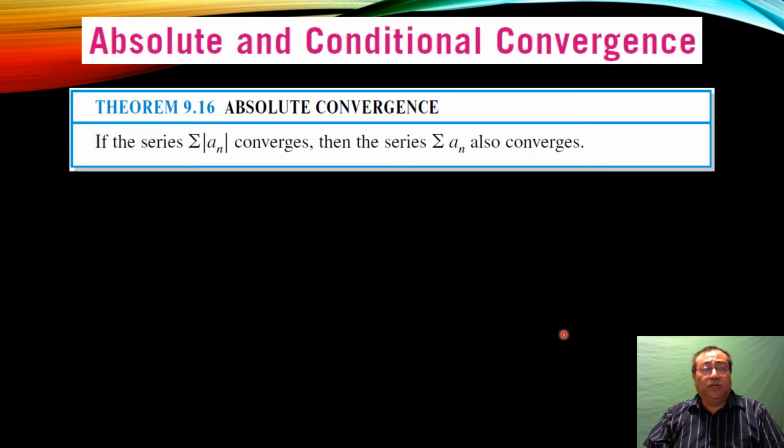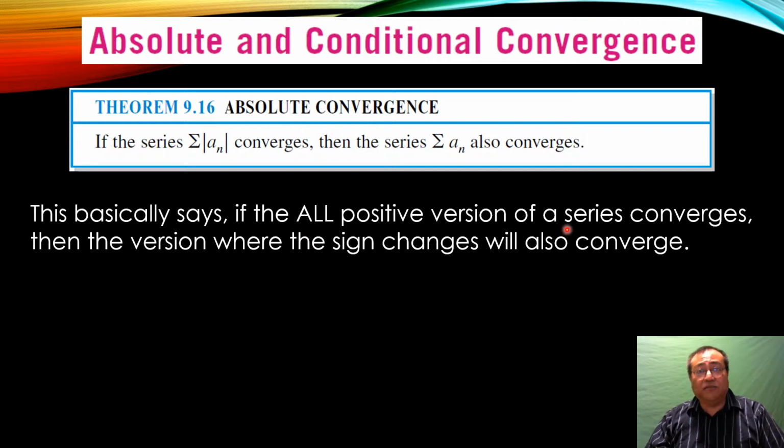Now on to absolute and conditional convergence. Remember, we had the harmonic series divergent, but when we alternated, it converged. So that's what this is talking about. Sometimes it's easier to see if the absolute version converges. And if the absolute version converges, then the alternating version also converges. So it basically says if the all positive version of a series, in other words, it's not alternating, converges, then the version where the sign changes will also converge.